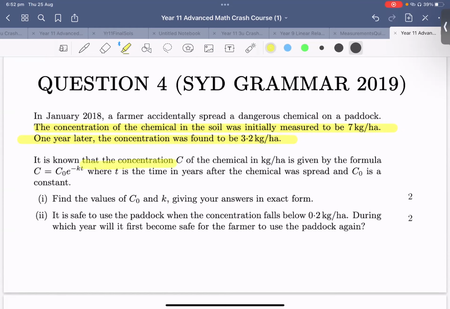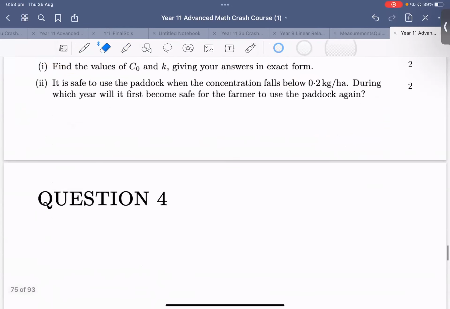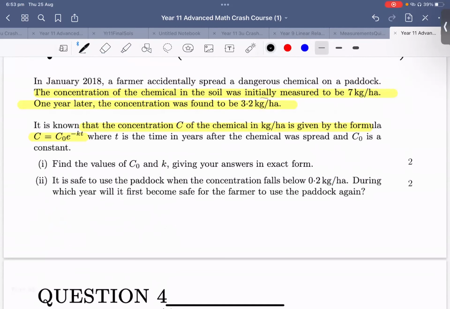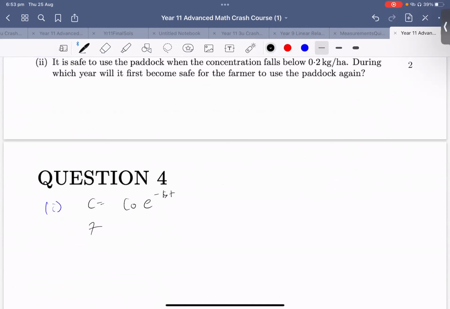Okay, now it's known that the concentration C of the chemical is given by this formula. C is equal to C0 exponential e to the power of minus kt. And this formula, if you guys know, is known as natural decay. It's when chemicals like disintegrate. Part I asks, find the values of C0 and k, giving answers in exact form. For this one, we need to look for initial conditions, right? So rewrite this equation. C is equal to C0 multiplied by e to the power of minus kt. Now, initially, it's measured to be 7 kilograms per hectare. So 7 is equal to C0 times e to the power of 0, which is just 1. So C0 is 7. So C is equal to 7e^(minus kt).